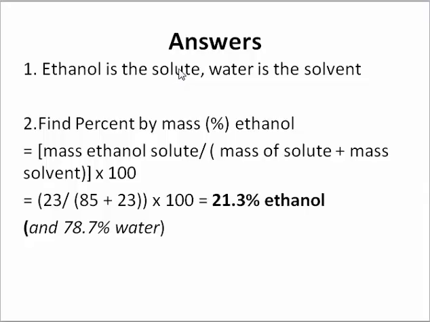Because there is less ethanol than water, we will consider ethanol the solute and water the solvent. The percent by mass of ethanol is mass of ethanol over the total mass, or 23 grams divided by 85 plus 23, mass of the ethanol and the water, multiplied by 100, or 21.3% ethanol. Naturally, by mass, the solution is 78.7% water.